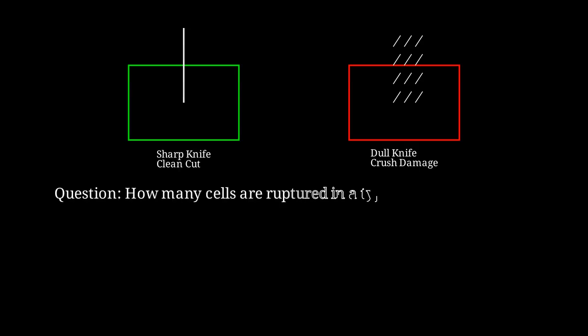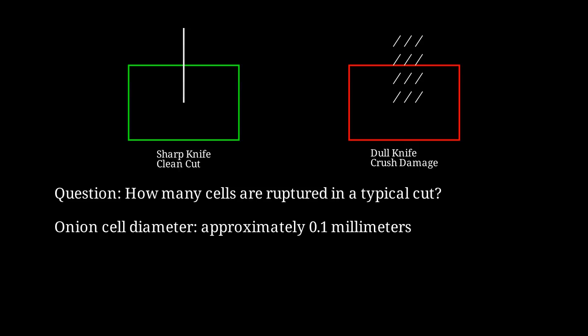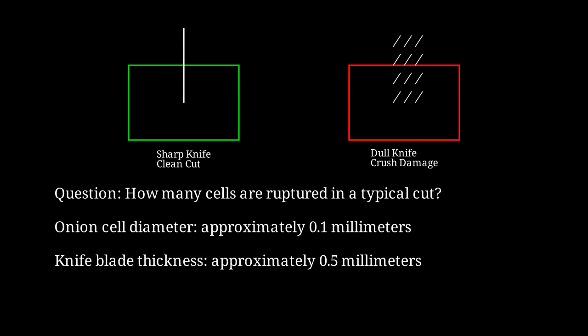Let's estimate. How many cells does a single knife cut rupture? We need to know the cell size and blade thickness. Typical onion cells are about 0.1 millimeters, or 100 micrometers, in diameter. A typical kitchen knife blade is about 0.5 millimeters thick near the cutting edge. The number of cell layers ruptured is approximately blade thickness divided by cell size. 0.5 millimeters divided by 0.1 millimeters equals 5 layers.